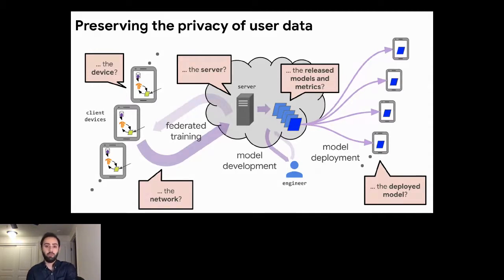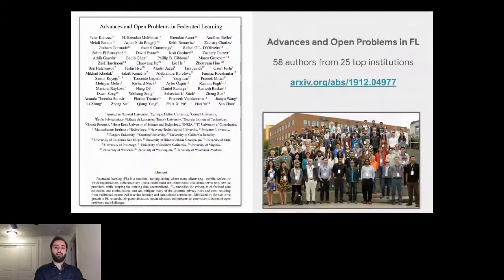Now, if you would like to learn more about these areas of research, we've put up a paper on arXiv. I have the link on this slide. It's called Advances and Open Problems in Federated Learning. It has a lot of amazing researchers. It has 58 authors, so it's more like a mini book. It's written by people from 25 institutions, academics and Google researchers. And I have a picture of some of the folks that have participated on this slide.